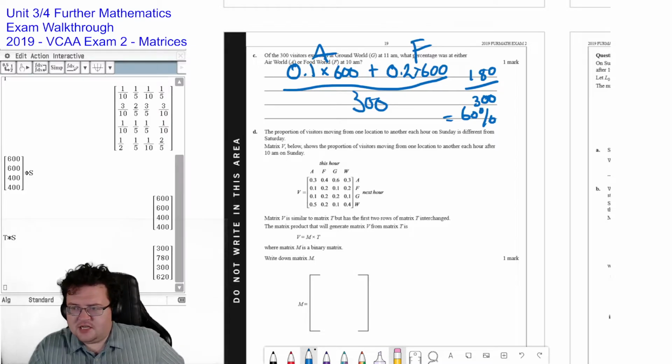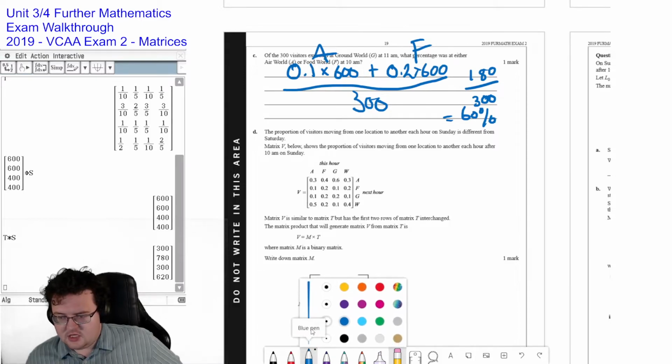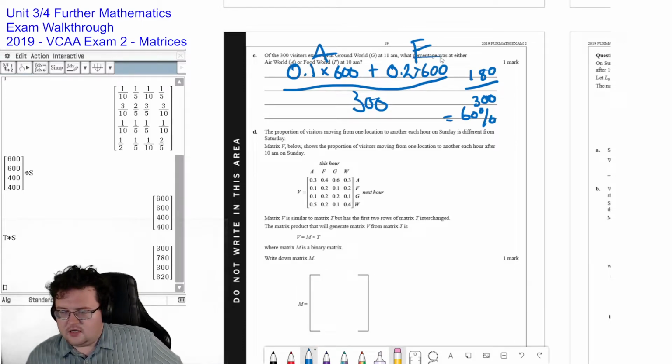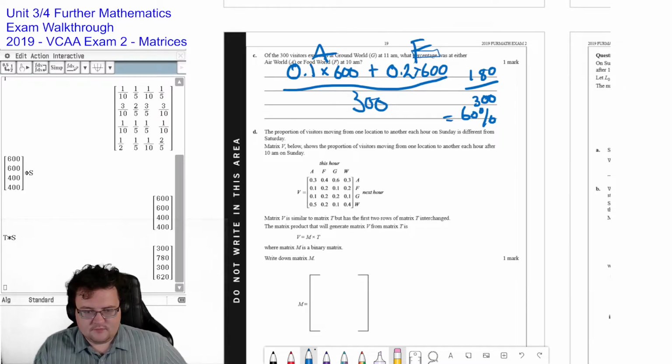Now, they want a percentage. So the question says percentage. So you need to make sure that when you answer this, you are also answering in percentage. All right? If you don't answer it in the way they want, they don't give you the mark.